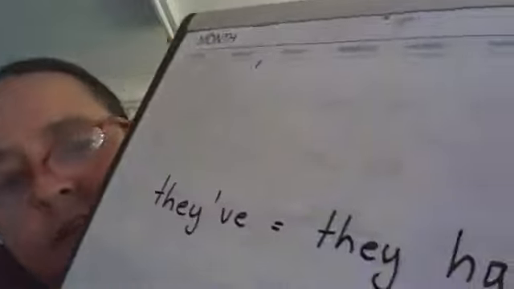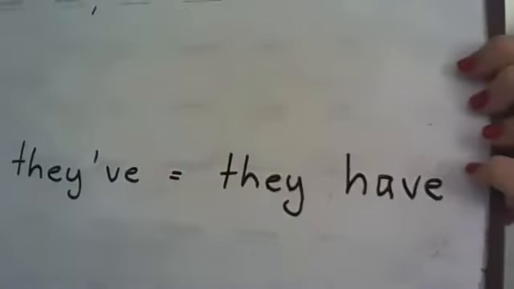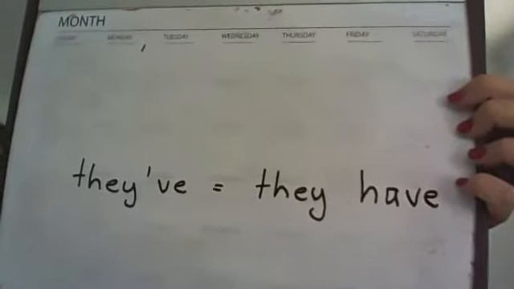And then we've got they've. So that, of course, is going to be they, something. They have. Let's have a look at that one. That is going to be they have. They've. Hold it back here so you can see it all. They have. Okay. So you should be able to do those now.